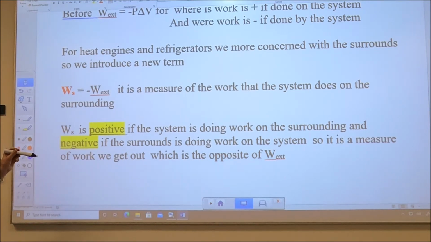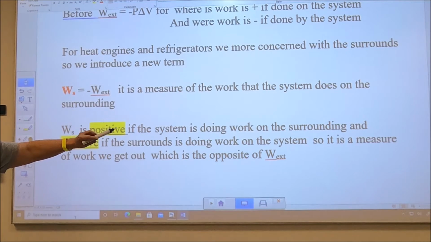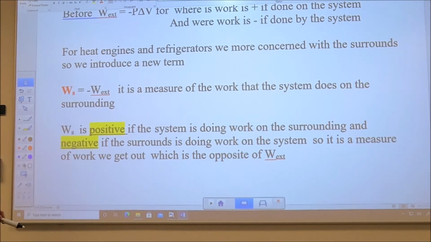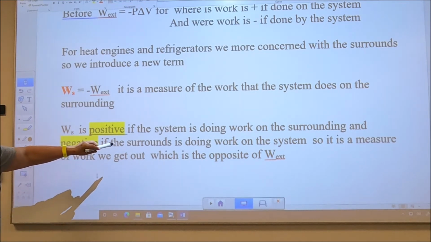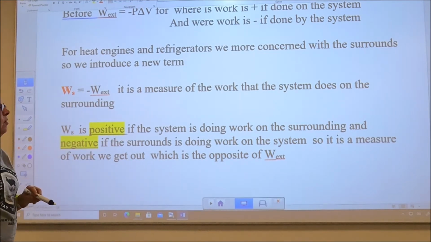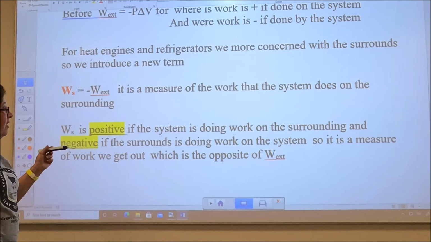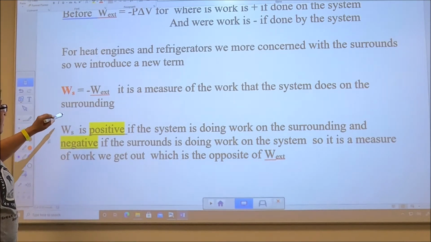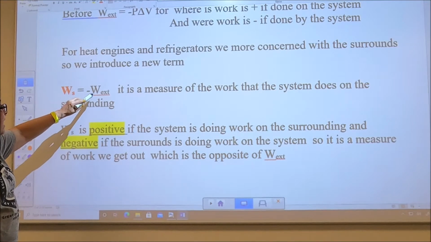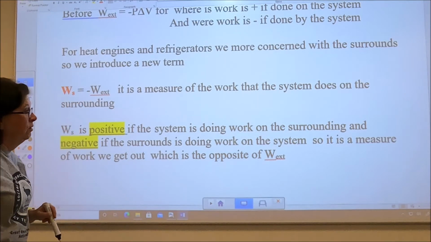How much energy is flowing out as work, from the point of view of the surroundings, what's happening. So work, W sub S, is positive if the system is doing work on the surroundings, so it's energy going out to the surroundings. It's negative if it is going into the system, coming out of the surroundings. So W sub S is equal to the negative of W external.